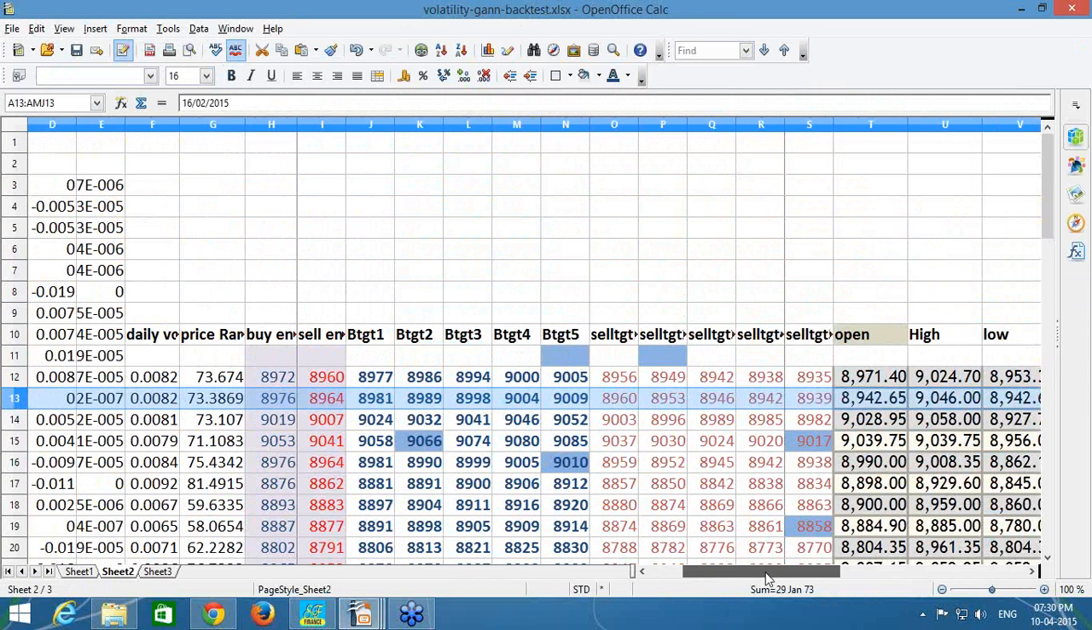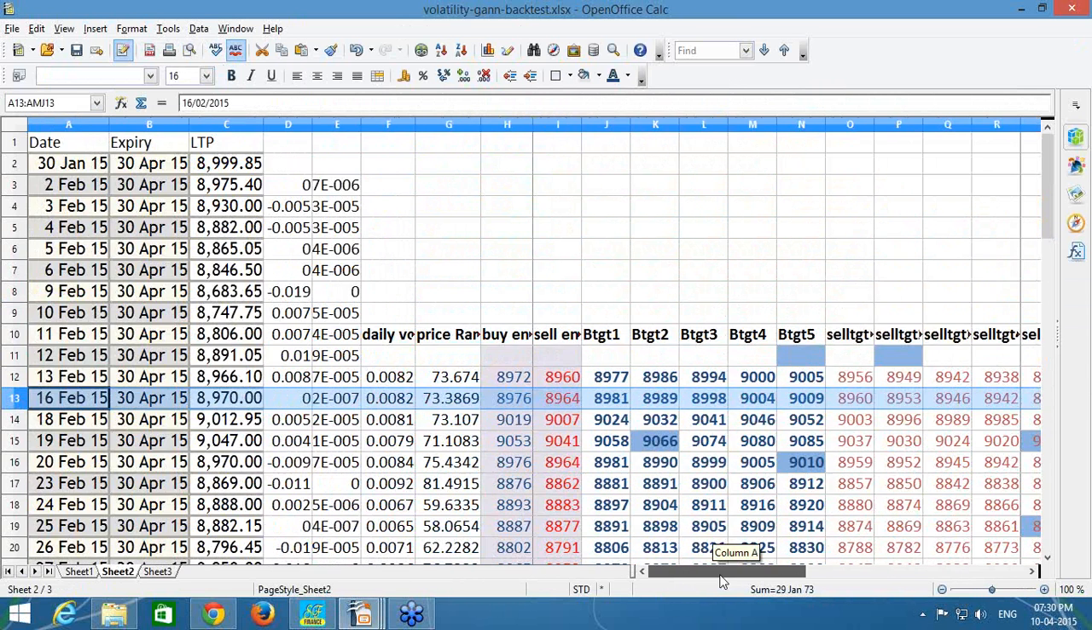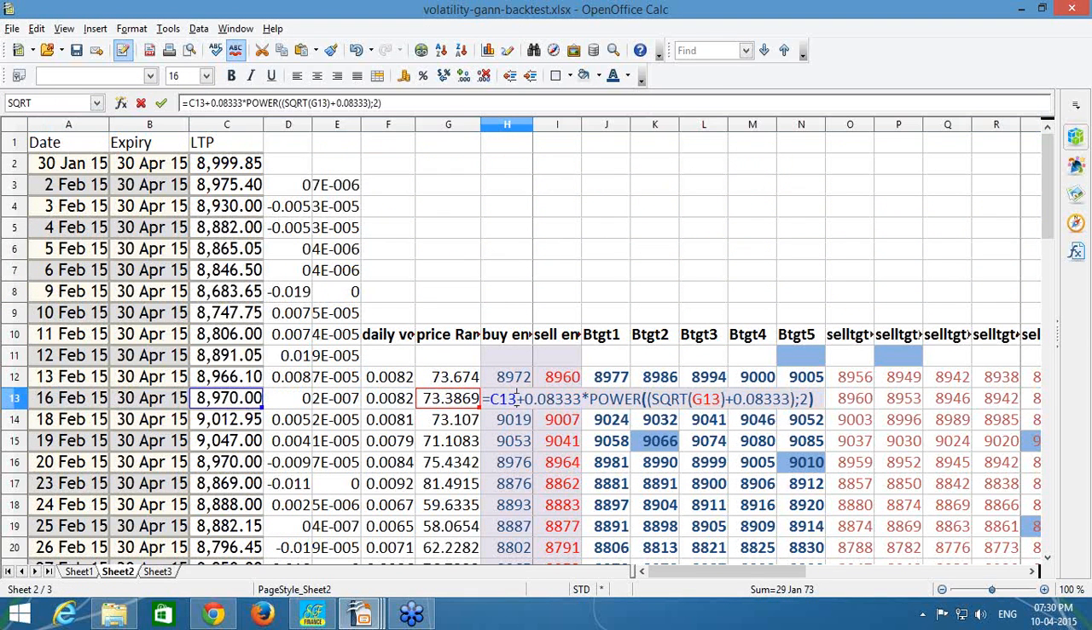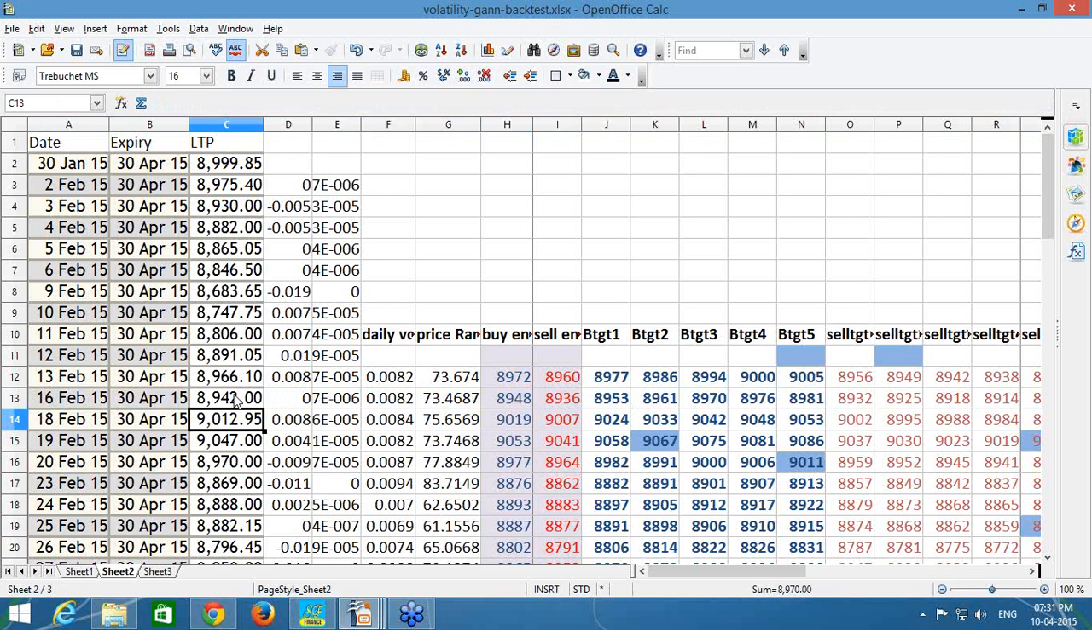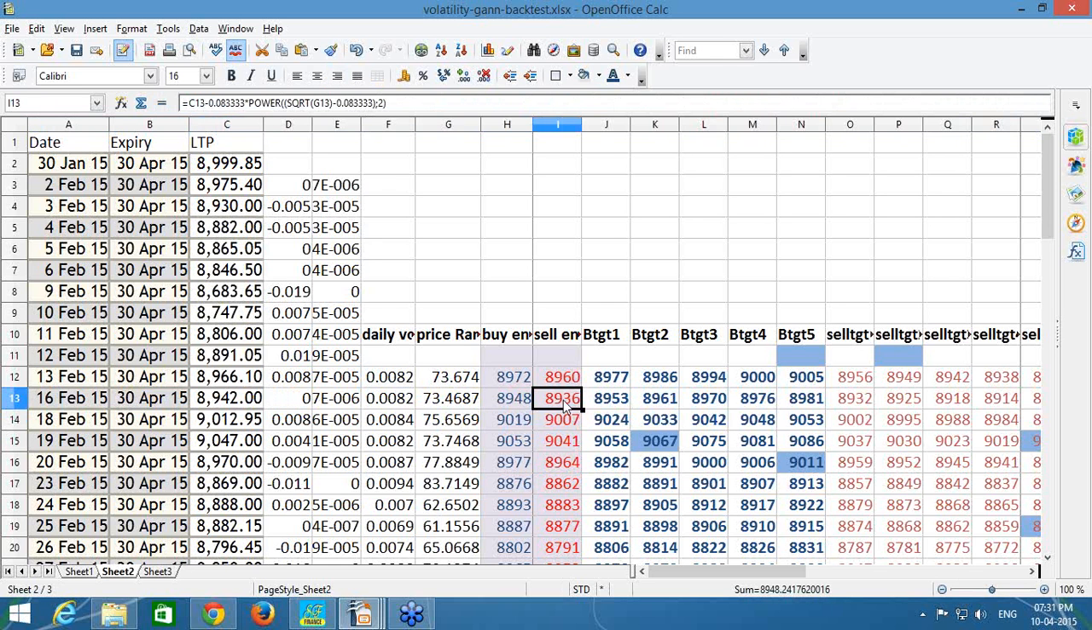64, if it is opening, I will sell. It has opened at 8942. So I'll just change it. I have taken a reference from 8970. This figure I will change to the opening price, 8942. This is where it has opened. Once I change this, I get 46, I will buy, 36 I will sell. 8948 I will be buying, 8936 I will be selling.